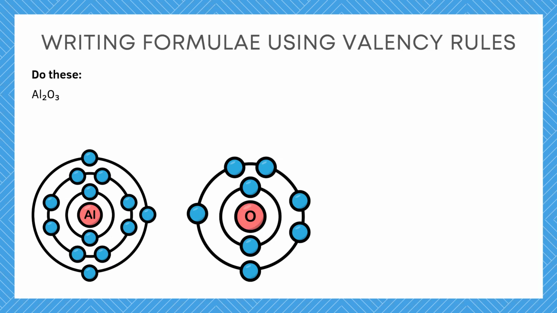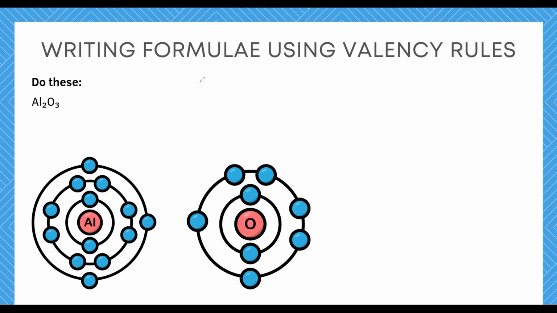Okay. Are you ready now? All right, so what's the first step? The first step is to write the symbols. So we have Al, which is for aluminum, right? And then which other one do we have? Oxygen. O, right? So now the next thing to do is to calculate the valency. How do we do that?